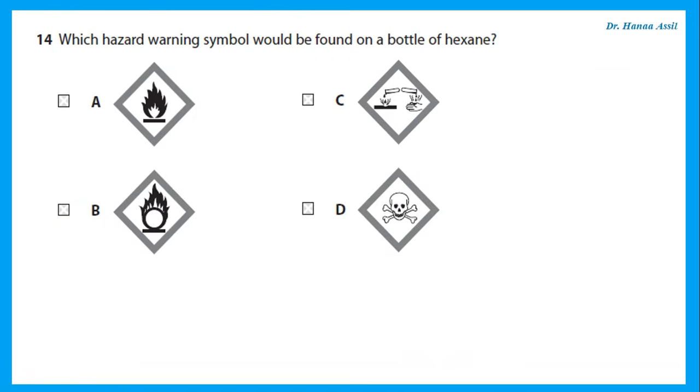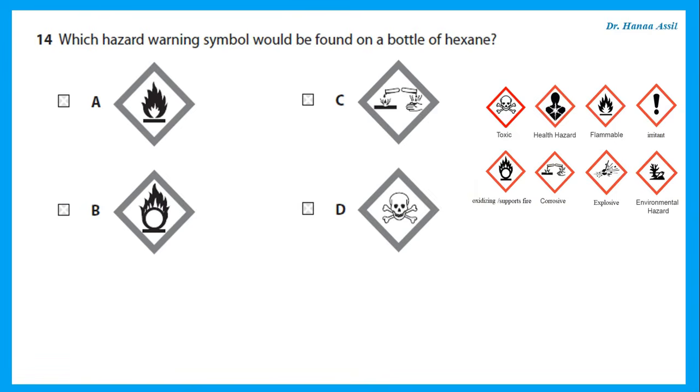Which hazard warning symbol would be found on a bottle of hexane? First of all, we are required to know the meanings of these hazard symbols. Now, what we should keep in mind is hexane. What is the hazard of hexane? Remember that most of the organic solvents are flammable. So hexane or any alcohol, the hazard is that it is flammable. So it should have this sign that indicates that the liquid is flammable.